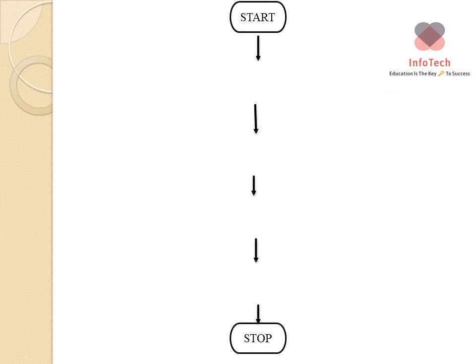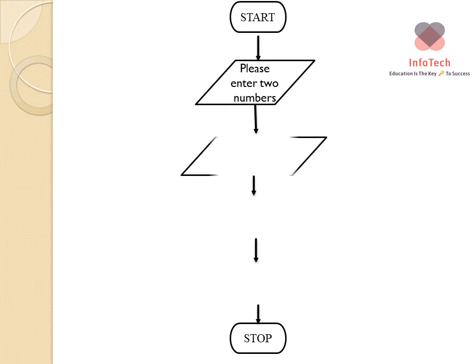So again, you have the start and the stop symbol. I'm quite sure I mentioned it in the previous question, but remember, your algorithm must have a start and a stop symbol. So the first thing that we'll do is to prompt the user to enter the two numbers. And afterwards, we'll introduce two variables that will represent these two numbers, which are num1 and num2.